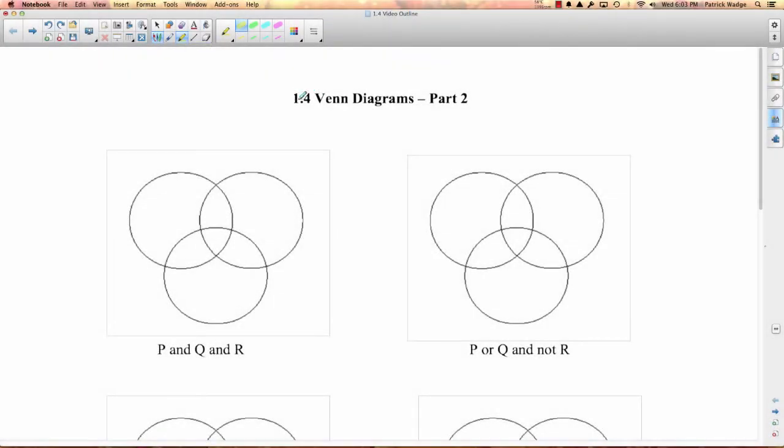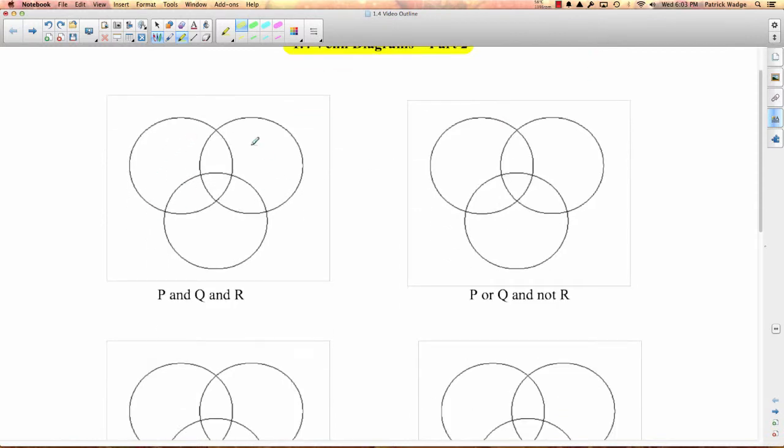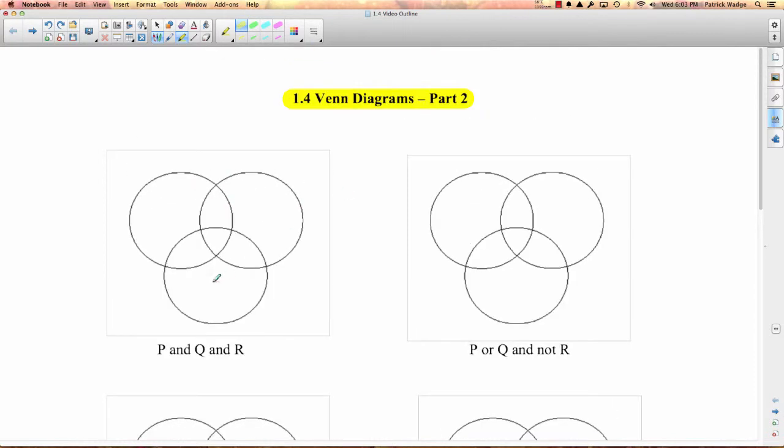Alright, continuing on with Venn diagrams. This is section 1.4, part 2, Venn diagrams. The big difference here is that rather than having 2 circles, there are 3, so we're going to be looking at 3 sets. This gives us more overlap areas, and this is usually the limit. You can do more complicated Venn diagrams than this, but they get really complicated.